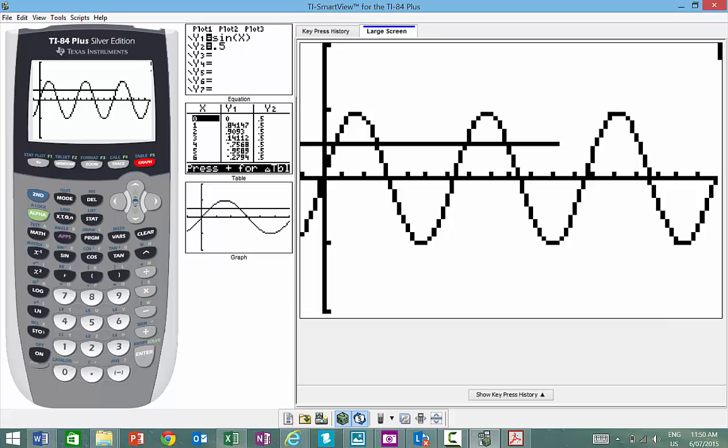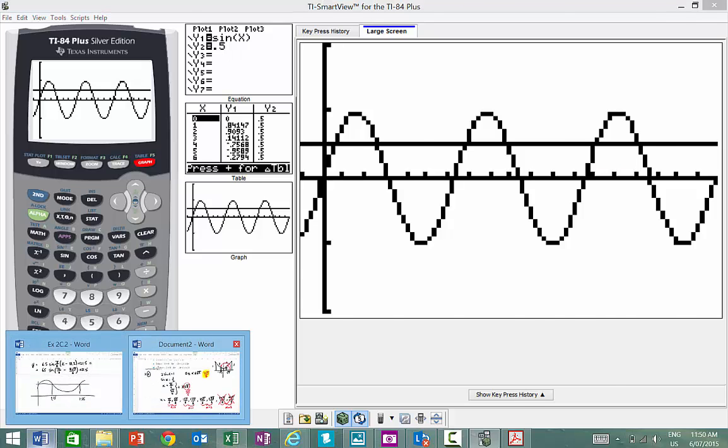So this point here would be pi on 6, 5 pi on 6, 13 pi on 6, that would be 17 pi on 6, that would be 25 pi on 6, that would be 29 pi on 6, corresponding to those points that we have on our curve over here.